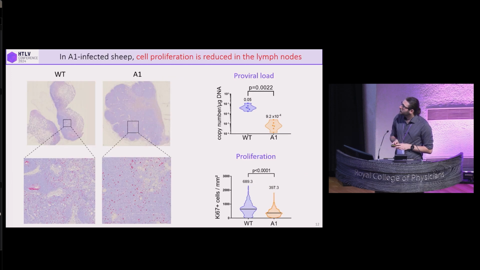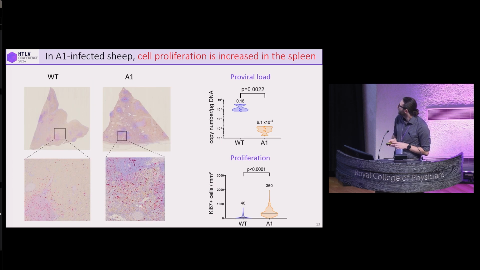We then took a look at the lymphoid organs, and we measured proliferation by immunohistochemistry labeling of the Ki67 proliferation marker. In the lymph node, we saw that there was a decrease in cellular proliferation. Then we looked at the spleen of those animals, and we saw that it was the opposite, with a significant increase in the cellular proliferation occurring in the spleen of the animals injected with the mutant provirus.